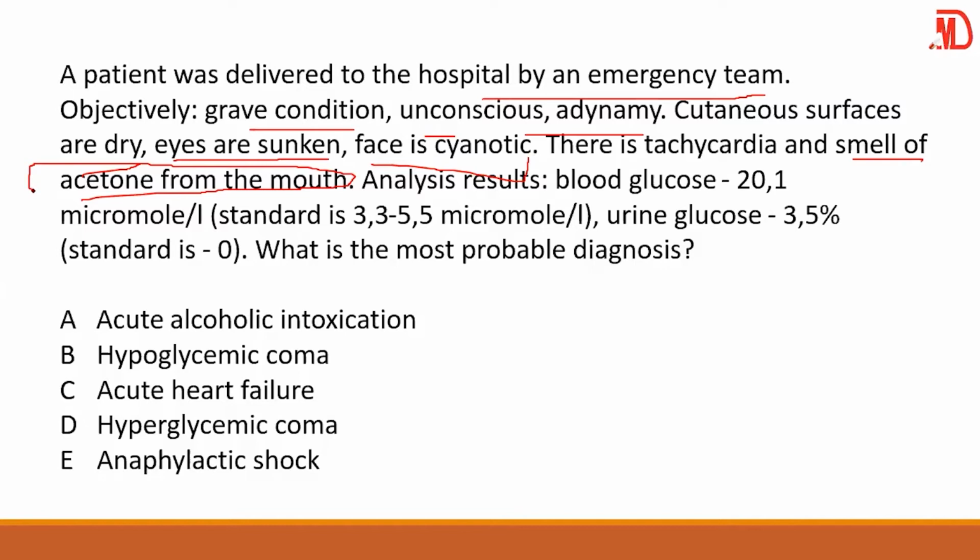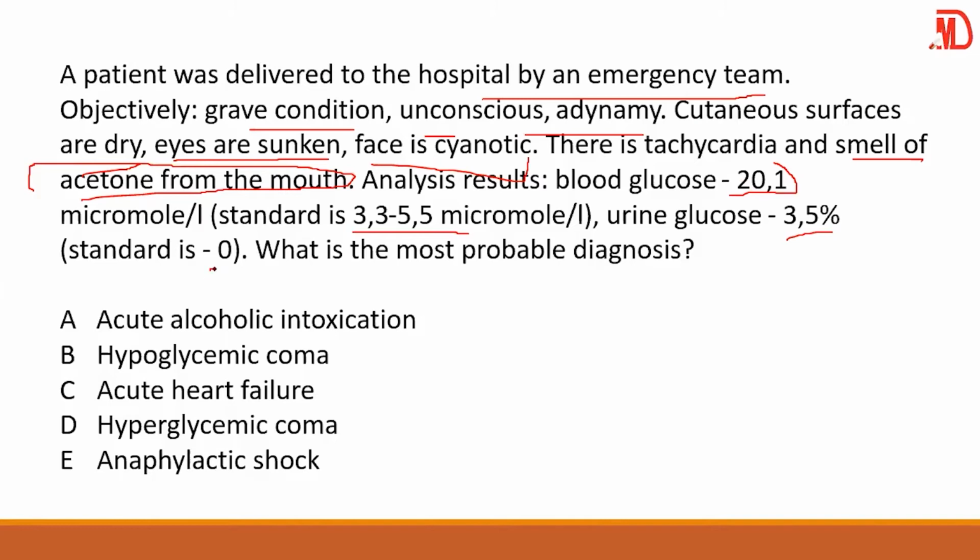Guys, look at the blood glucose: 20. Look at the norm. The norm was 3.3 to 5.5, but here we are having 20. That is too much. And you see the glucose in urine, 3.5, is high. Standard is 0.